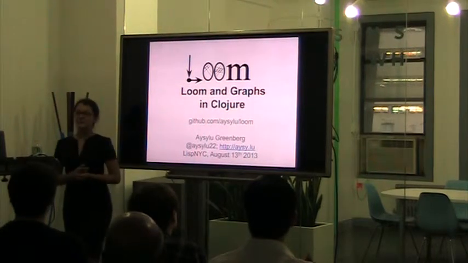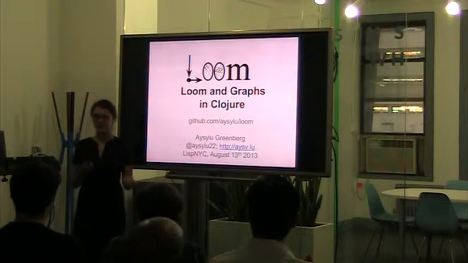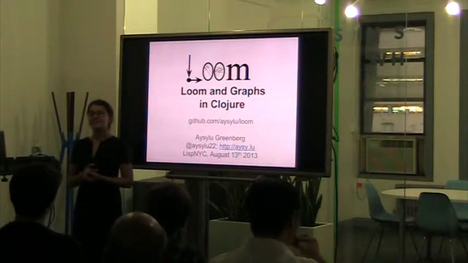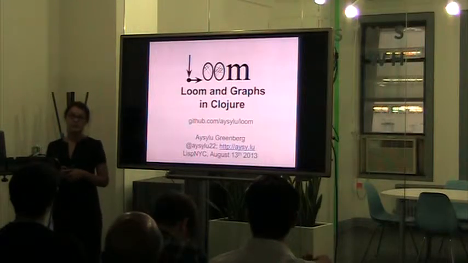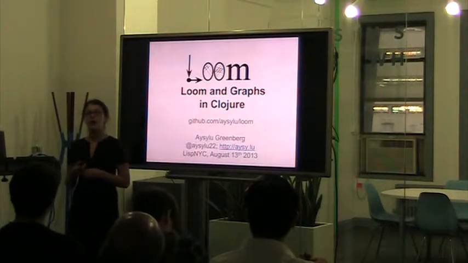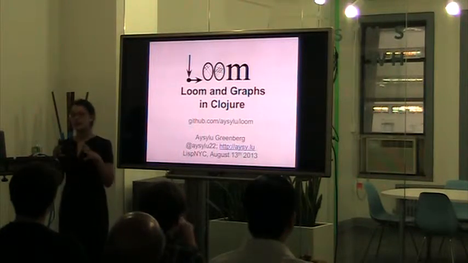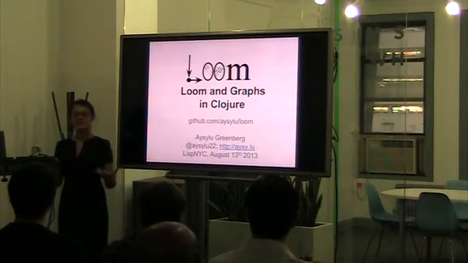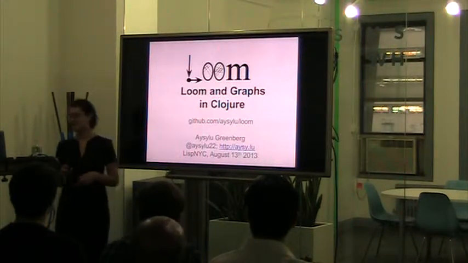Correct. So when I started looking for a project to get started with Clojure and functional programming, I thought graph algorithms would be really fun to implement because they're, quote, fascinating. So I came across this project called Loom, which was started by Justin Kramer over 2 years ago. Now I'm an active contributor to the project. And I really liked the library, so I thought I would just continue with it. I'm Aysylu Greenberg, and today we'll talk about Loom and graphs in Clojure.